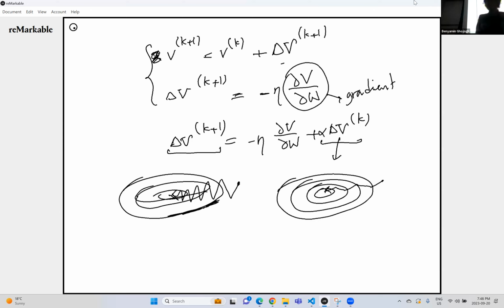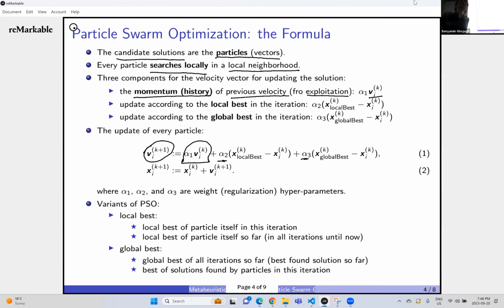Agreed? So as you see, the idea of momentum, or memory of previous history, or whatever you call it, is also used in PSO, in particle swarm optimization. Interesting.